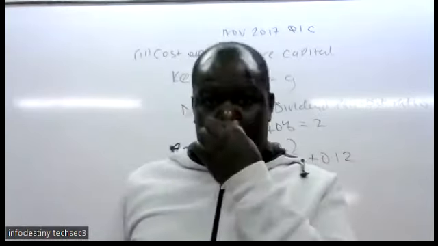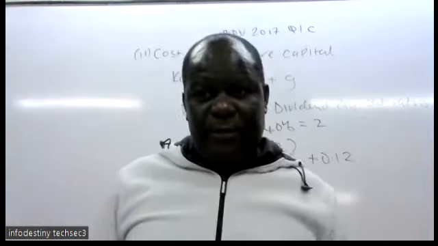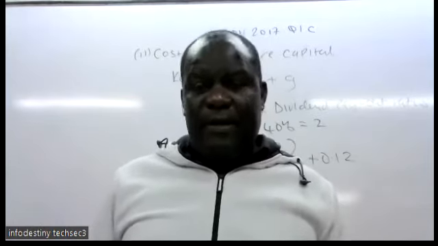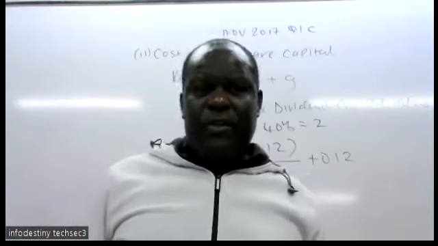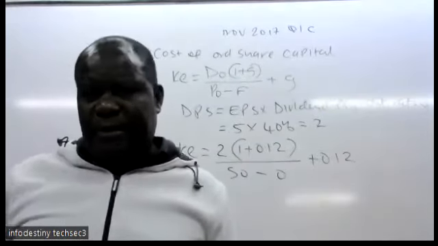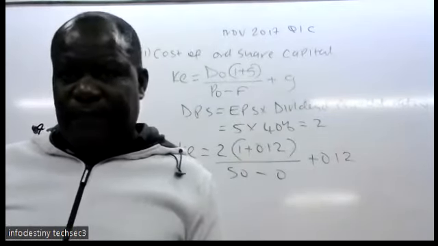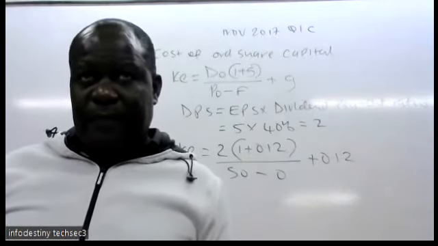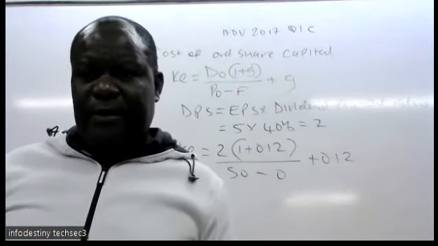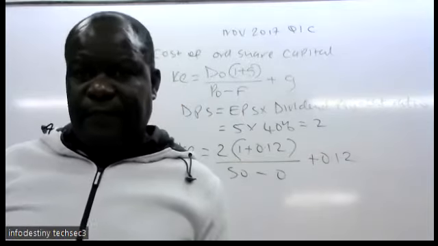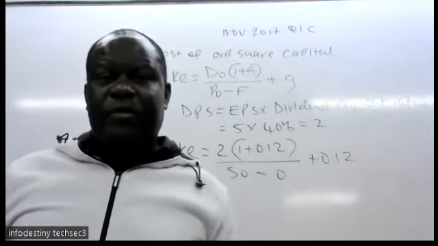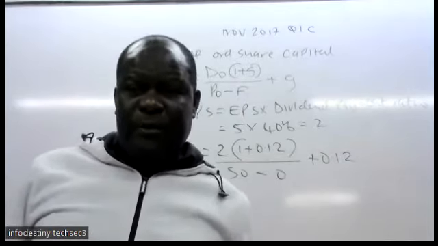So what percent is it giving us? What should be the cost of the ordinary share when you express it as a percentage? You're getting 16.48. So the cost of the ordinary share is 16.48%.